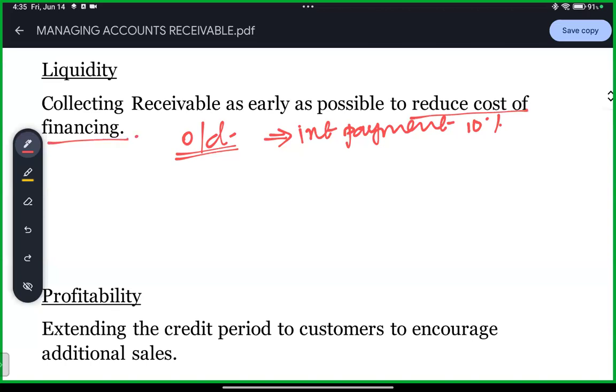But if you pressurize your customer to make the payment as early as possible, they will look for alternative suppliers and they can switch, which will result in a profitability issue. So you have to maintain liquidity, but at the same time, you have to manage profitability as well. So by extending the credit period to customers, you encourage additional sale, but at the same time, you have to reduce the cost of financing. So you have to bring a balance. And that's basically one of your responsibilities as a finance manager.